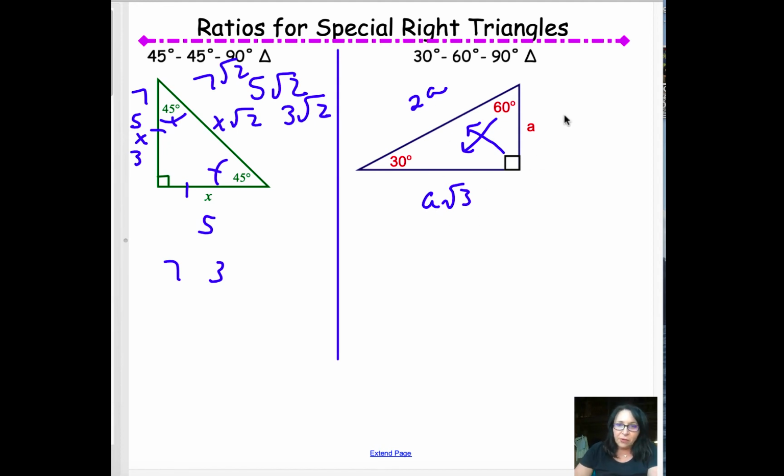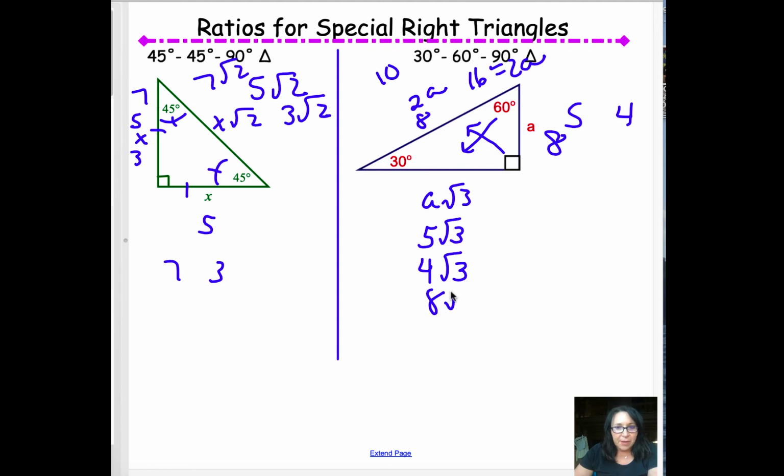So if this was 5, this would be twice a, so that would be 10, and then across from the 60 would be a, which is 5, and then root 3. If this was 4, this would be 8, and this would be 4 root 3. If this side was, let's say, 16, then that's 2a, right? So I can always set it equal to that value. So that means a is 8, so that would be 8, and then across from the 60 would be 8 root 3.